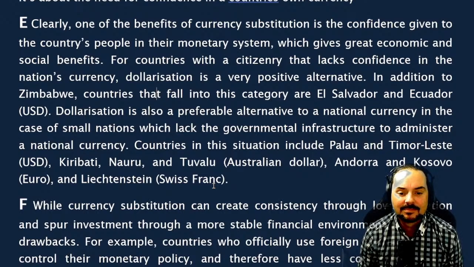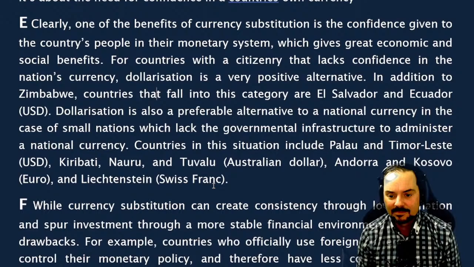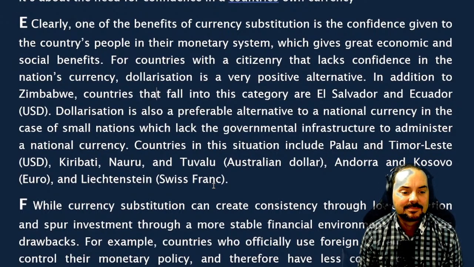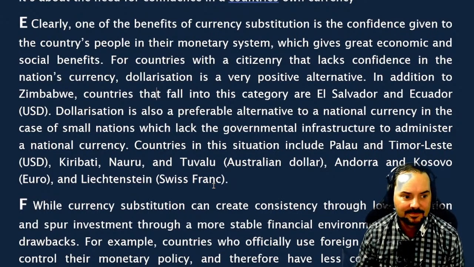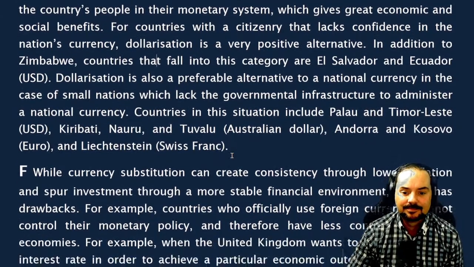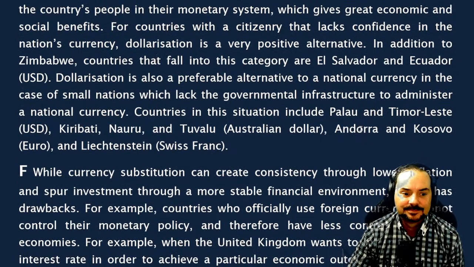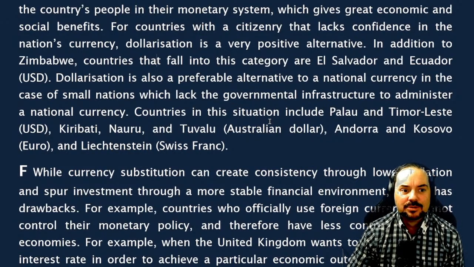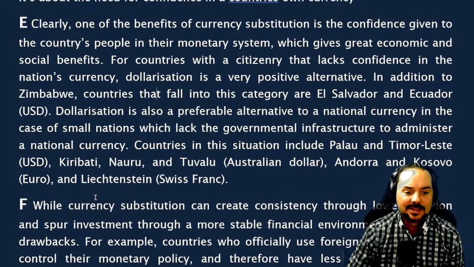Dollarization is also a preferable alternative to a national currency in the case of small nations which lack the governmental infrastructure to administer a national currency. Countries in this situation include Palau and Timor-Leste, USD, Kiribati, Nauru and Tuvalu, Australian dollar, Andorra and Kosovo, Euro, and Liechtenstein, Swiss francs.